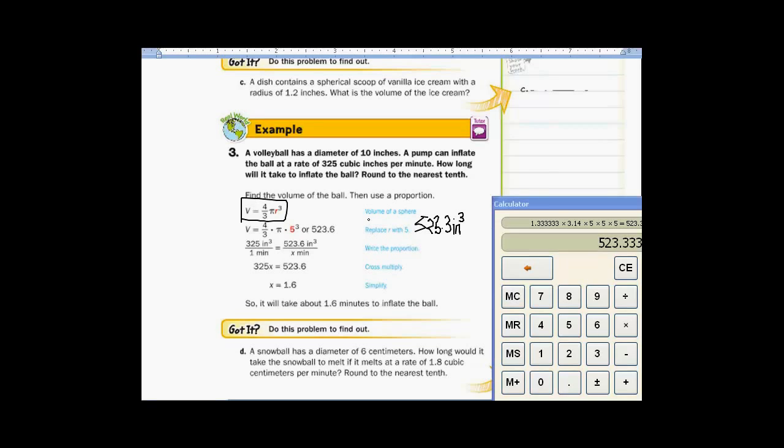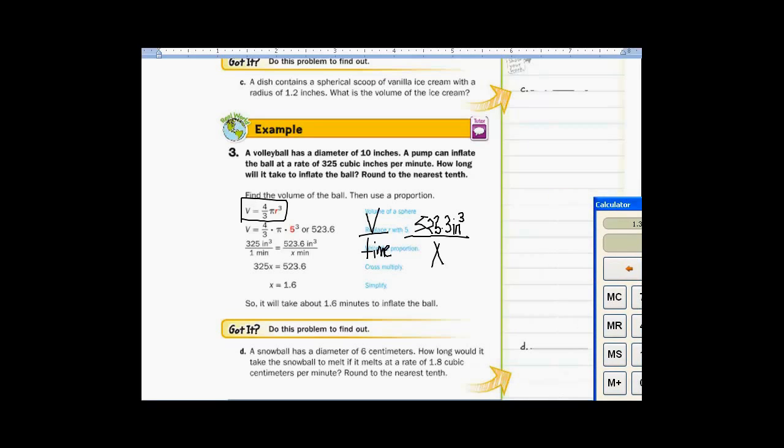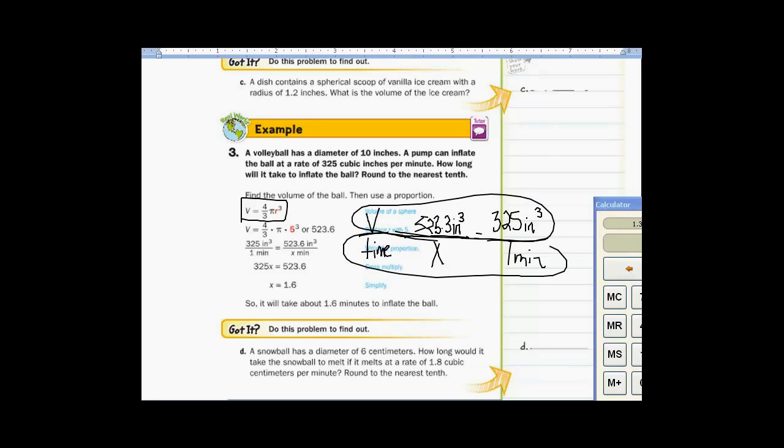So if we set up a proportion that talks about volume and time. Okay, so volume 523.3, we don't know how long it's going to take, but we do know how long it takes this pump to inflate it. It can do 325 cubic inches, and it can do it in 1 minute. Remember when you're setting up a proportion that equal units need to be on the same side. So we've got volume all on the top, time all on the bottom.